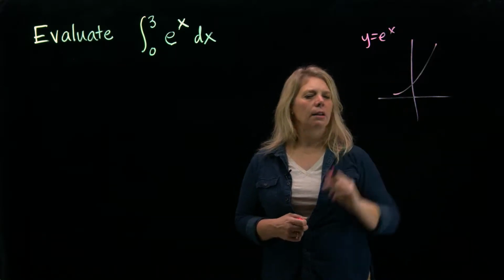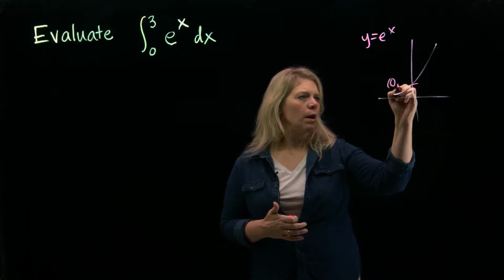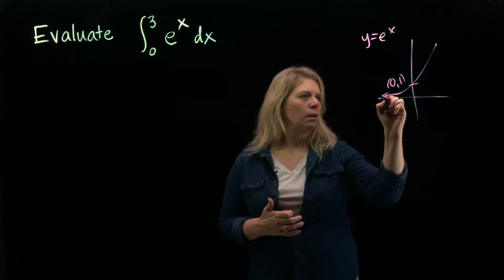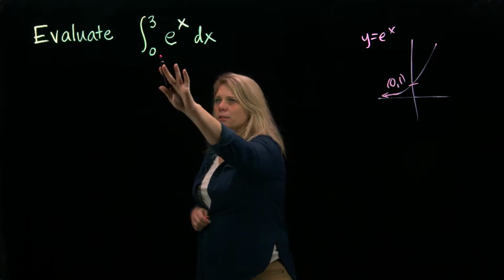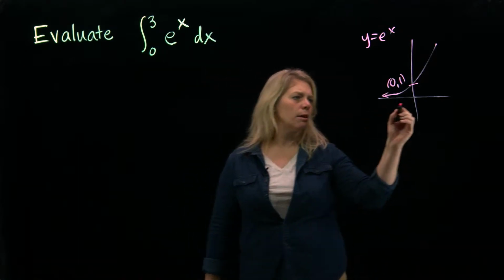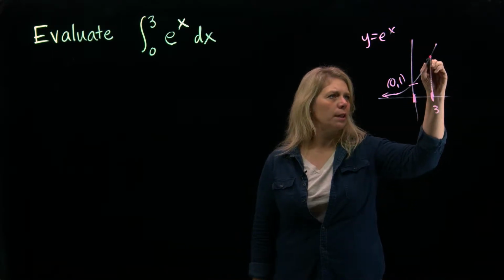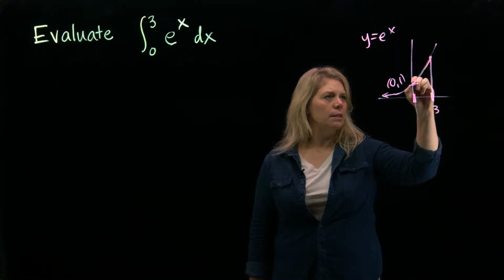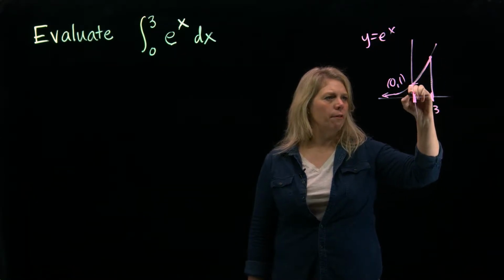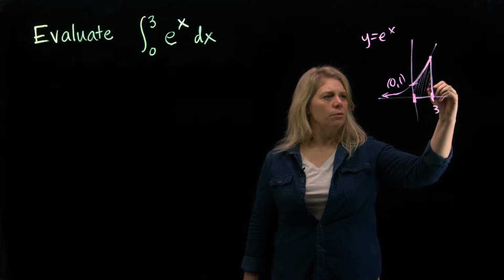So we know what that looks like. Rough sketch of that, right? This is at 0, 1, and we know what the basic shape of the exponential function looks like. We're interested in this function on the interval from x equals 0 to 3. So 0 to 3, this is just a rough sketch here, not to scale. And so we would be interested in the signed area between that function and the x-axis on that interval. So we're interested in this region right here.